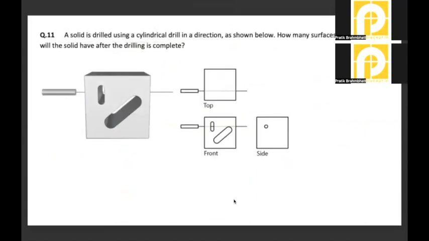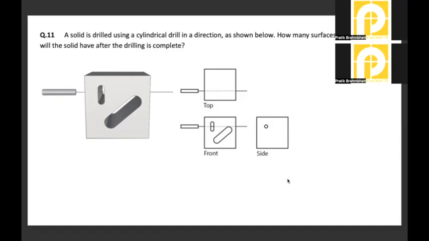A solid is drilled using a cylindrical drill in the direction shown below. As shown below, how many surfaces will the solid have after drilling? So here we are interested in finding the total number of surfaces generated.